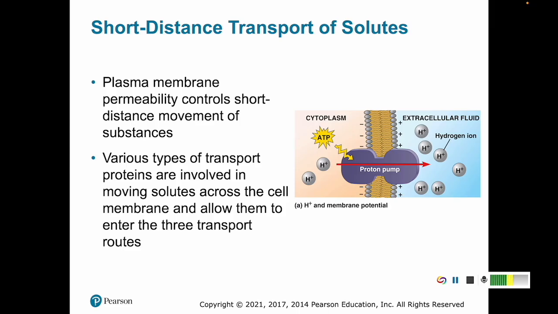One of the things that is going to be happening is how are we moving solutes in and out of cells. So the plasma membrane has the ability to control short distance movement of substances. Some things can go right through the membrane. Some things are going to go through transport proteins. There are various transport proteins that help make solutes move across the cell membrane and help them enter either the symplast, the apoplast, or the transmembrane route.